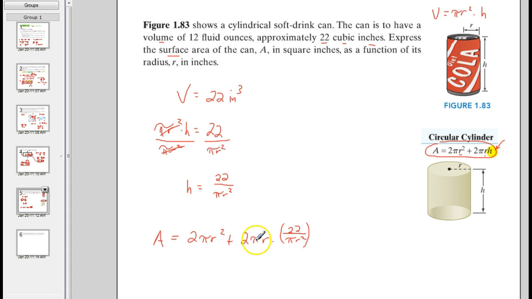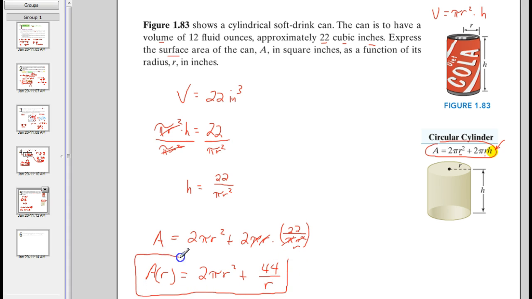Okay, and the only thing that's going to happen here is this pi and this pi are going to cancel. And this r is going to cancel with one of those r's, leaving just a regular r. And then the 2 and the 22 will multiply together to give me a 44. So I get area as a function of r, so A of r equals 2 pi r squared plus 2 times 22, which is 44, over r. Right, and there's my function.